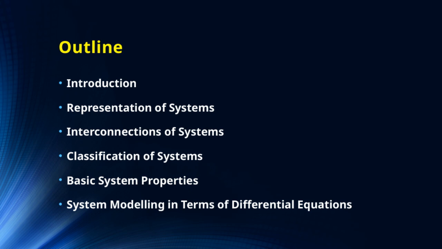Then, we'll delve into basic system properties, where we identify key features like stability, controllability, and observability that define how systems operate. Moving forward, we'll examine system modeling in terms of differential equations, which provides a powerful mathematical framework to predict system behavior over time. Finally, we'll go over the outline of this presentation, giving you a roadmap of what to expect as we progress through these topics, all connected by the overarching theme of understanding and analyzing complex systems.